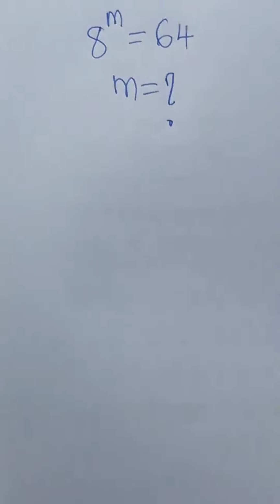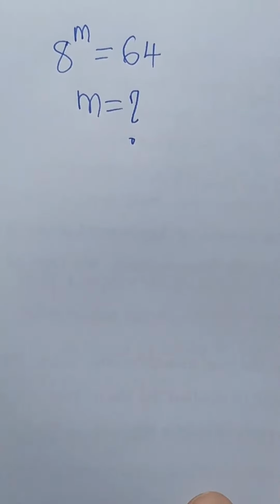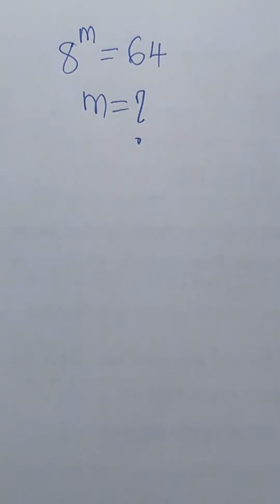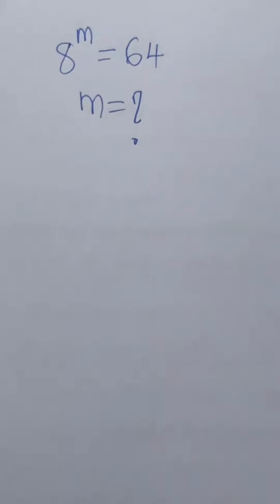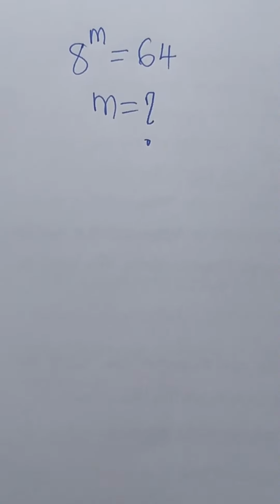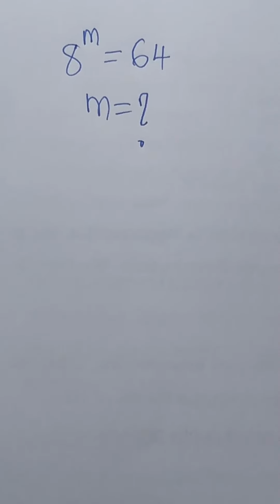So solve this. We have 8^m is equal to 64. m is equal to what? All right, solve this. 8^m is equal to 64. Find m. Solve for m. Let's see.